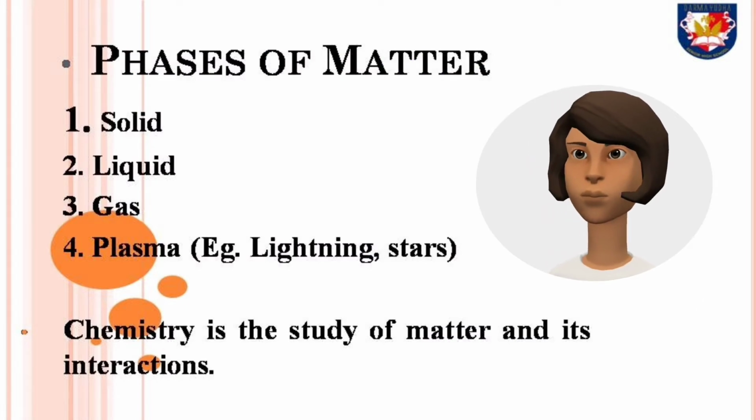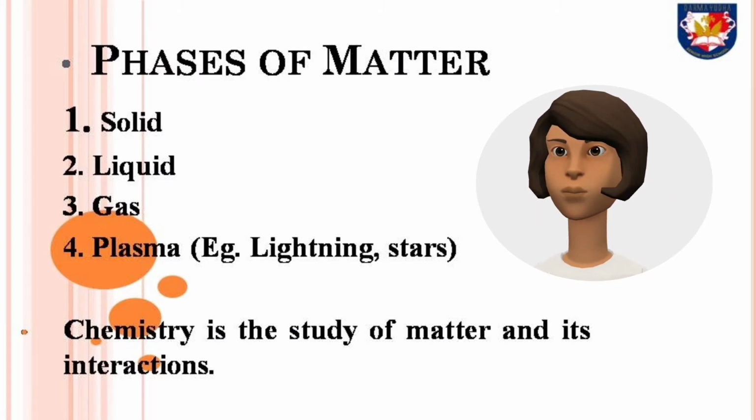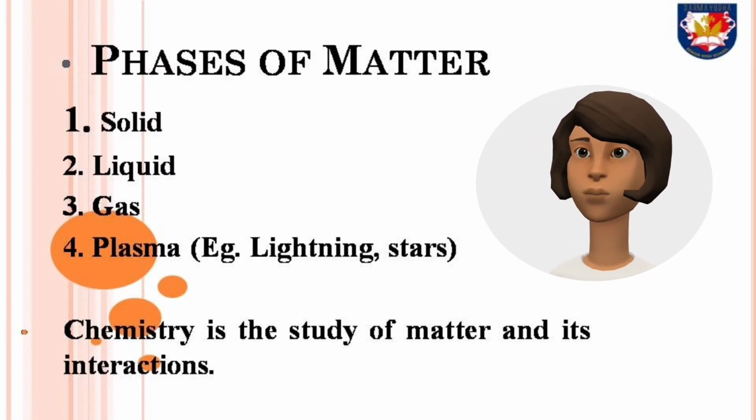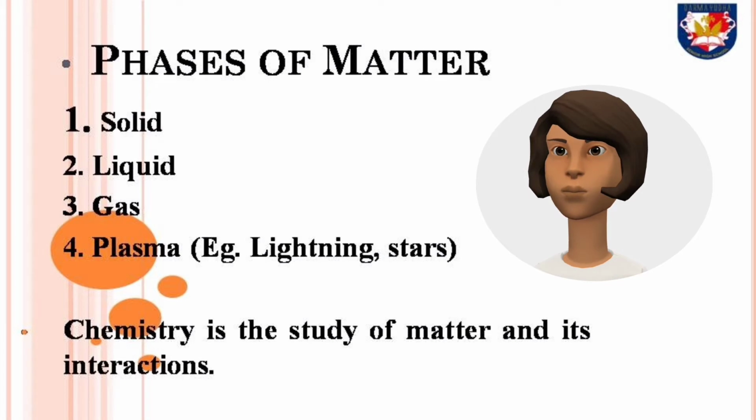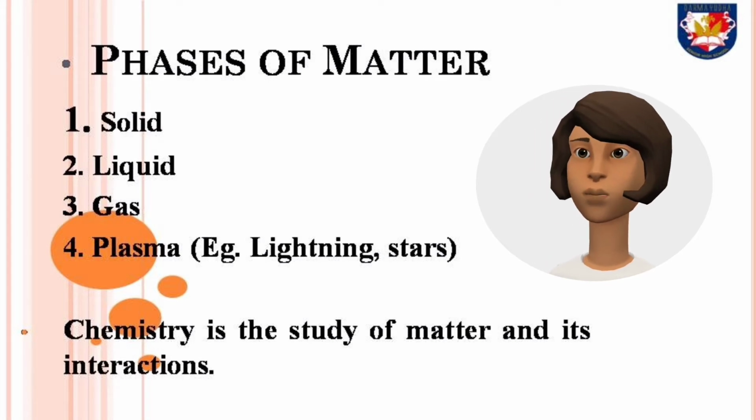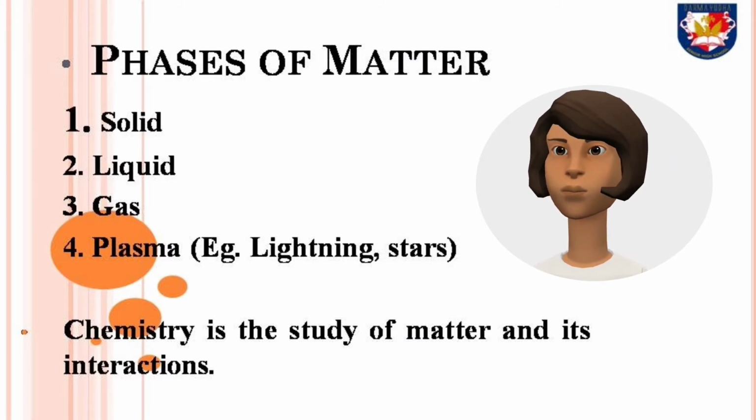Matter is anything that takes up space and has mass. According to the distance between the particles, matter is classified into 4 states. They are solid, liquid, gas, and plasma. So, in chemistry, we are going to learn about matter and the interactions of its particles.